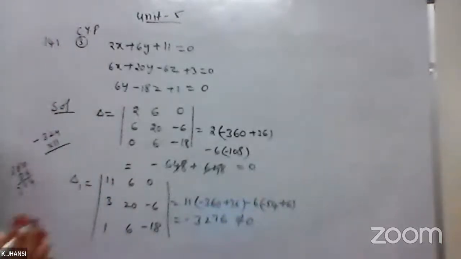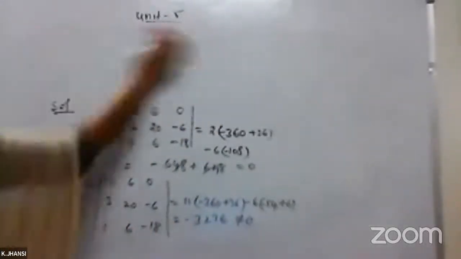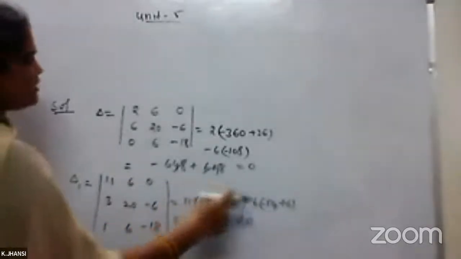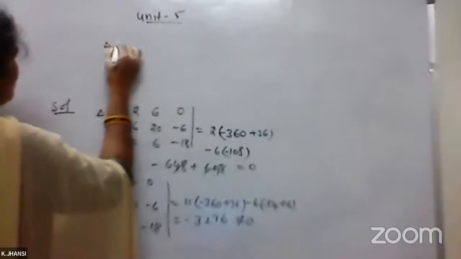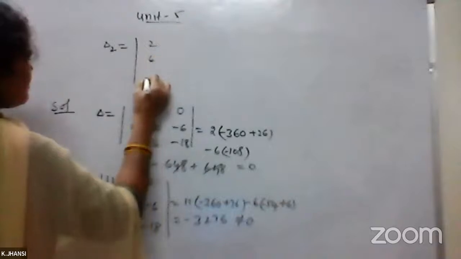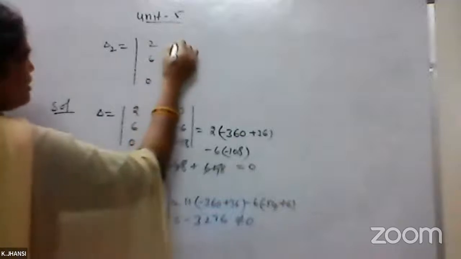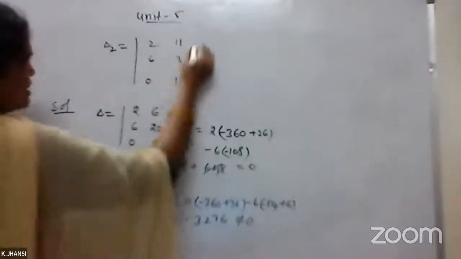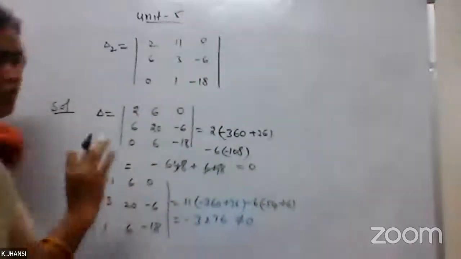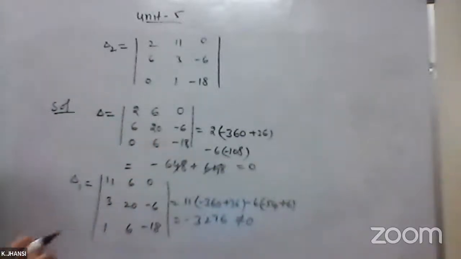Okay. Next you take delta 2. With the help of the calculator, do the simplification. Delta 2 equals 2, 6, 0, and in place of the second column we write 11, 3, 1. Next you have 0, minus 6, minus 18. Okay. If you follow the textbook method or this method, you will get the same answer. Don't get confused there.